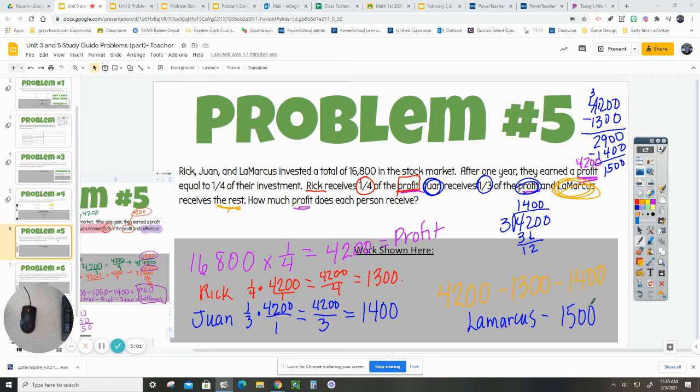Does that make sense? Just where the errors are going to be made, they are going to be made if you forget that you're just taking it of the profit. You don't take that 16.8 and start dividing. You have to figure out the profit and then share it. Because otherwise the guys are just going to have this money once. They want this money every year.